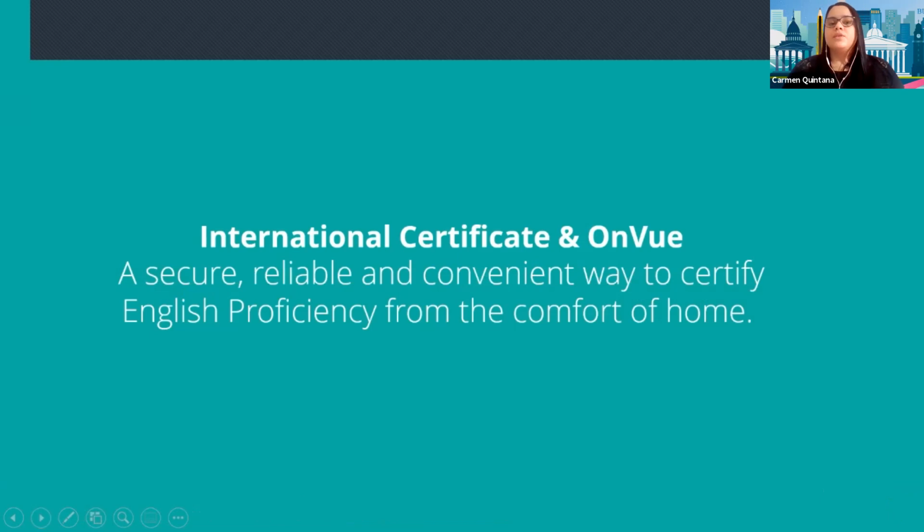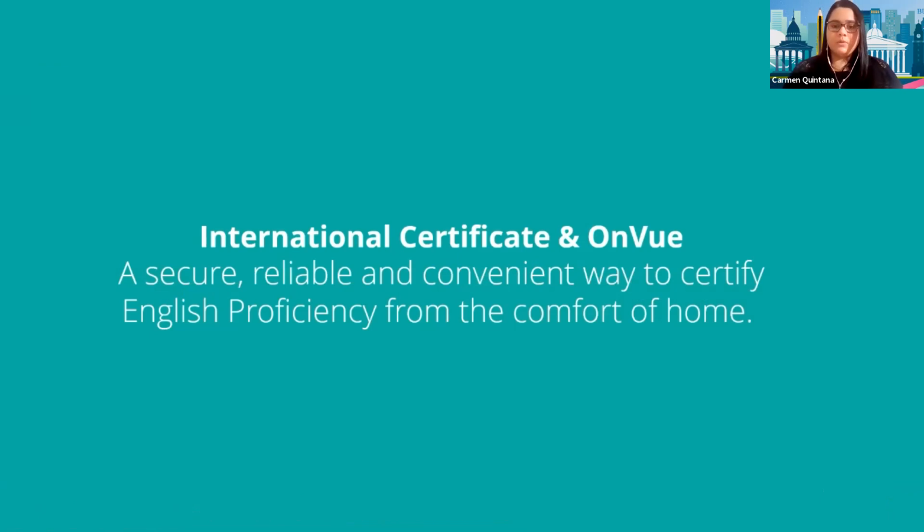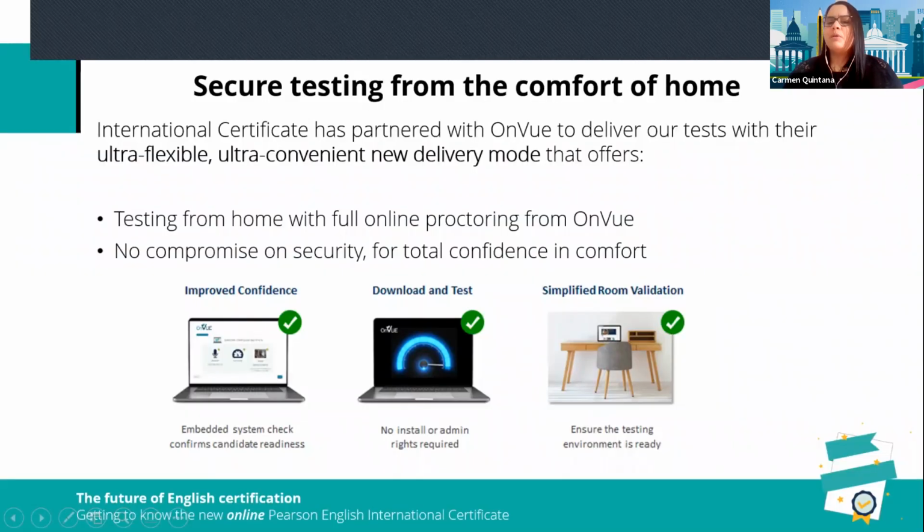All right, so now I'd like to go over International Certificate and OnView. And this is a secure, reliable, and convenient way to certify English proficiency from the comfort of home. And I know that you probably are asking yourselves, how can we do this? And I'm going to give you all the information you need just now.